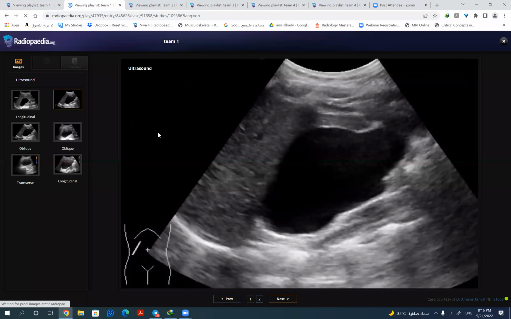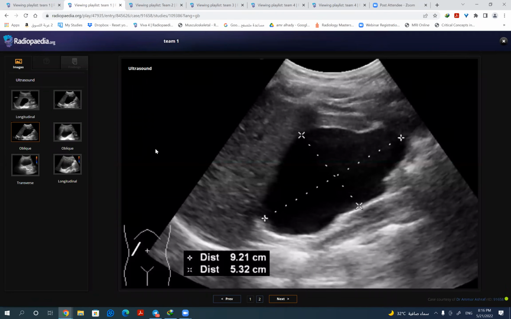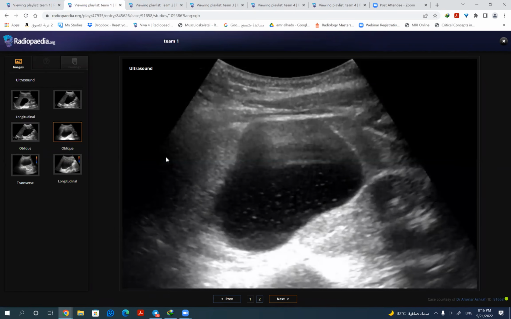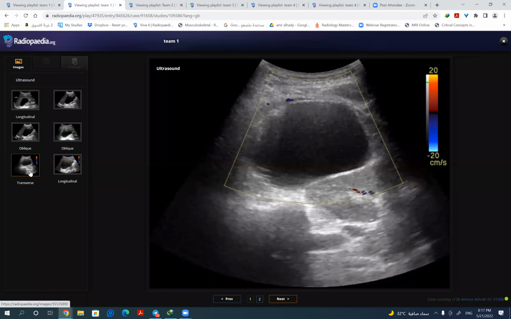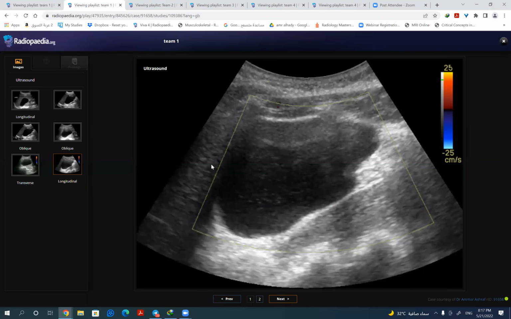So there is a fairly well defined hypoechoic lesion at the level of the porta hepatis, between the liver and the kidney, in Morrison's pouch. I can see debris in it, echogenic foci and layering of the debris. On the transverse images and on the Doppler, I cannot appreciate any flow or vascularity within the lesion. There is minimal vascularity around the lesion.